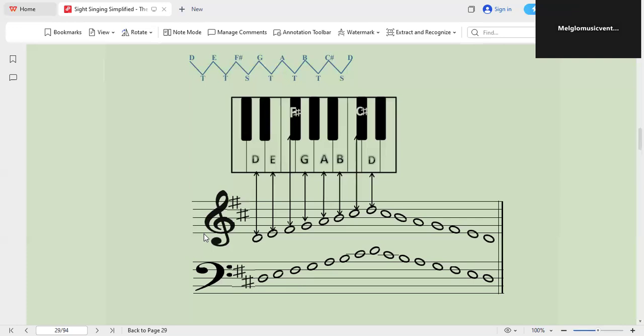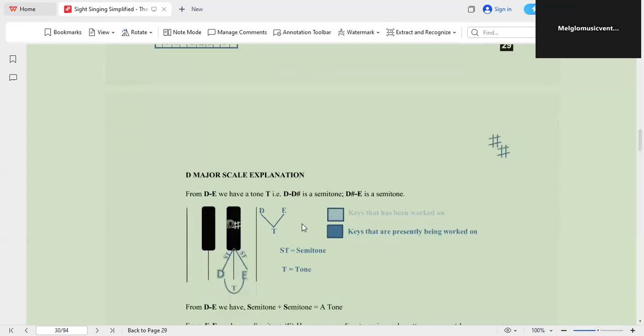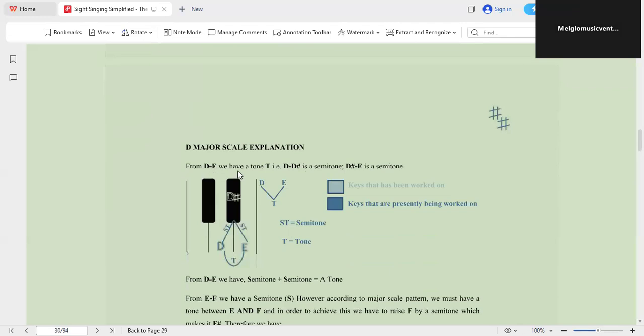This is the representation on the staff. Now, from D to E, we have a tone. That is, D to D sharp is a semitone. D sharp to E is a semitone. So from D to E is a tone, which conforms to the first tone that we need in the major scale pattern. Tone, tone, semitone, tone, tone, tone, semitone.